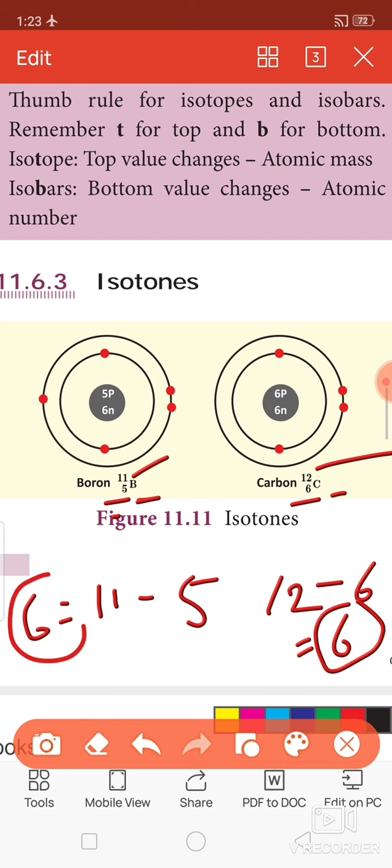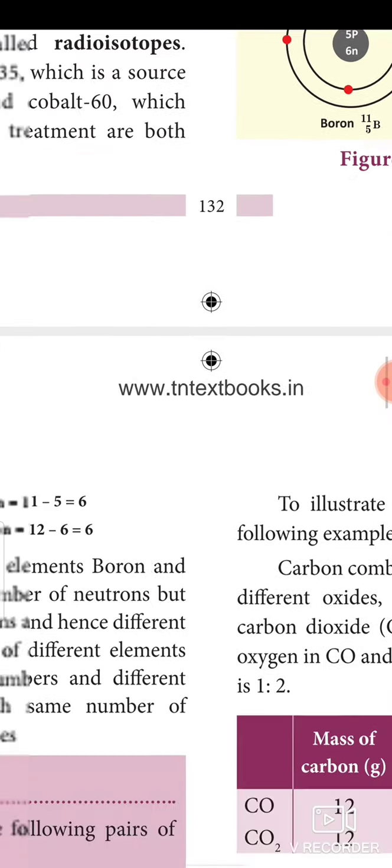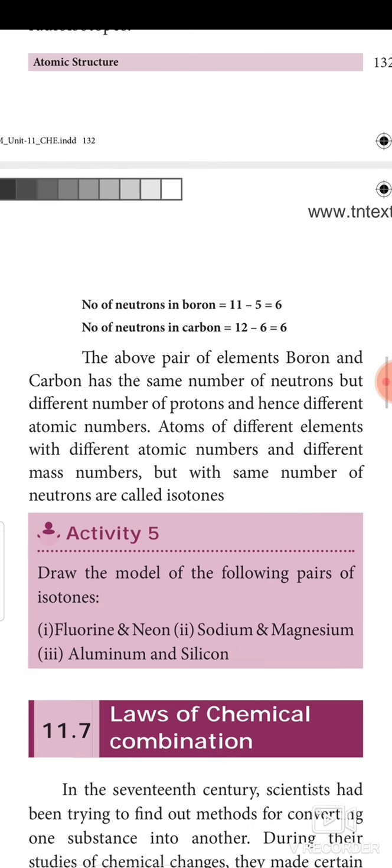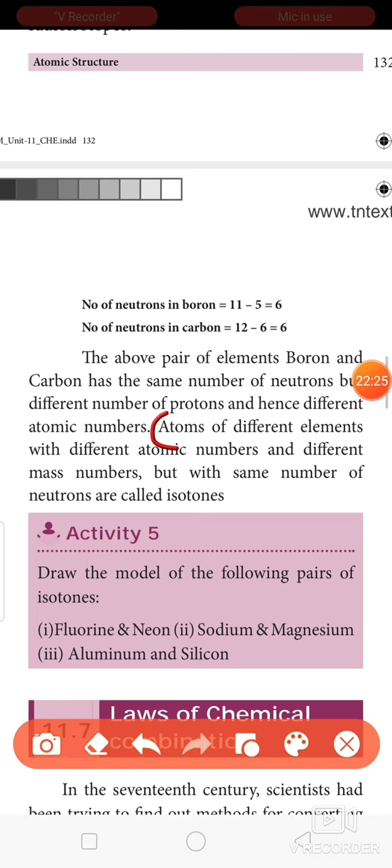The neutron numbers are the same. Elements are different, mass numbers are different, atomic numbers are different, but they have the same number of neutrons. They are known as isotones. So atoms of different elements with different atomic number and different mass number, but with the same number of neutrons, are called isotones. I repeat, atoms of different elements with different atomic number and different mass number, but with the same number of neutrons, are called isotones.